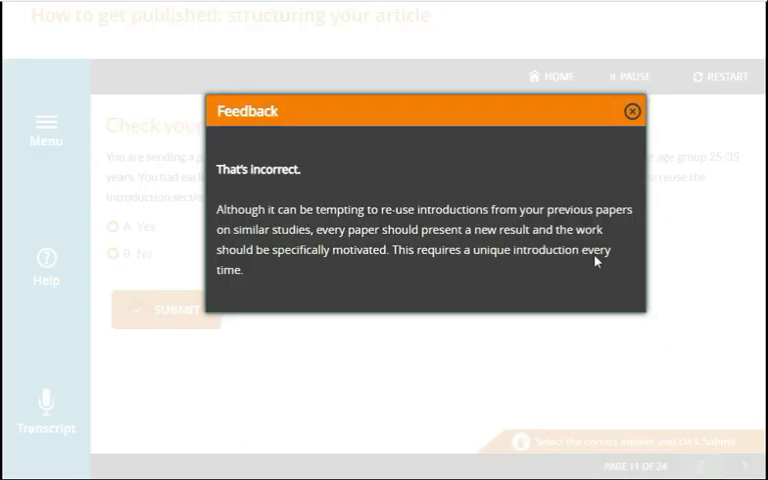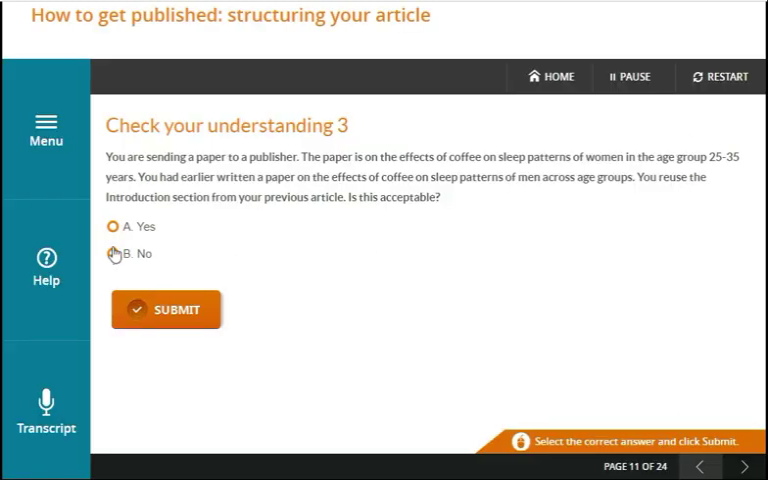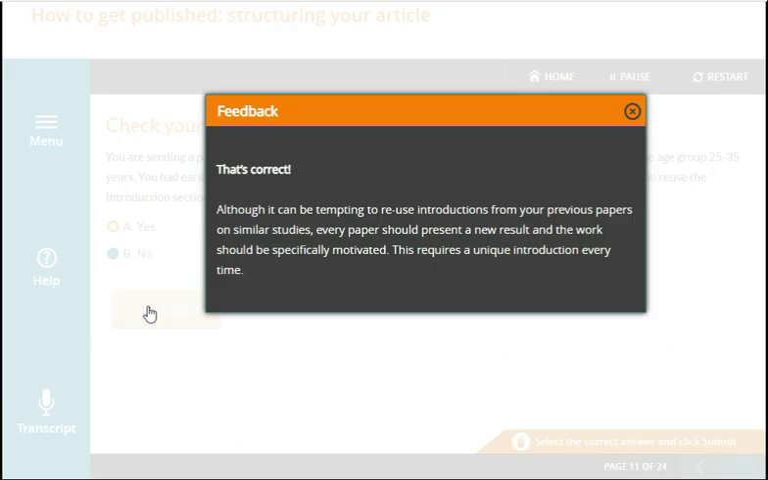That's correct. Although it can be tempting to reuse introductions from your previous papers on similar studies, every paper should present a new result, and the work should be specifically motivated. This requires a unique introduction every time.